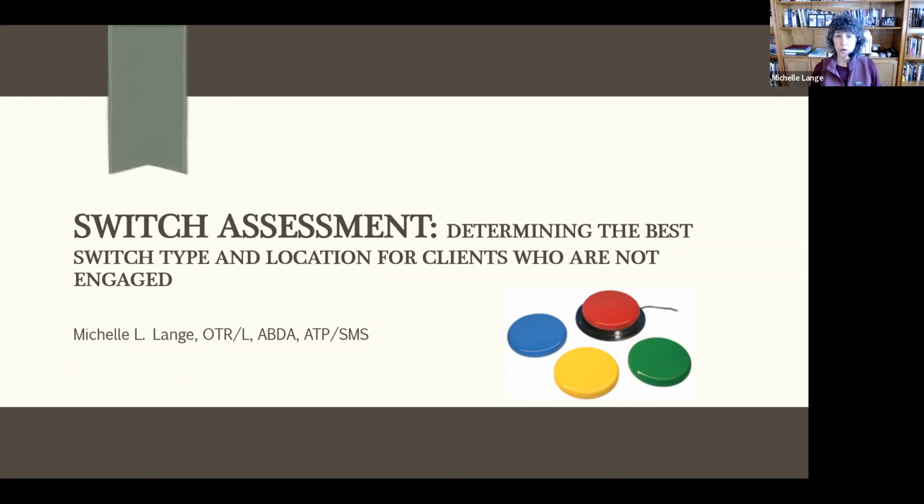So you're working with a client. I happen to work with a lot of children, and so I'm going to say kids a lot, but this information really applies to all ages. You need to figure out where to put a switch, what type of switch maybe to use, but this client is just not playing along too well. What do you do? So that's what we're going to talk about today, and we should have plenty of time for questions and discussion as well. I know this group always has a lot of great ideas.